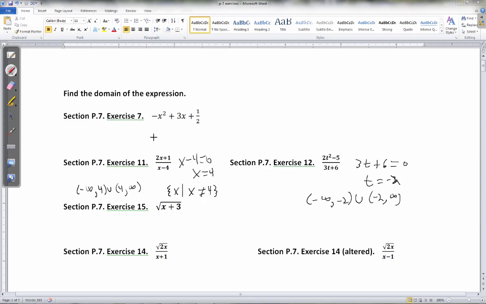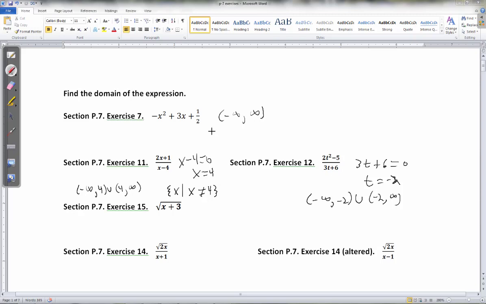Up here, number 7, you notice there are no roots and no divisions. No rational expressions, I should say. Well, that means none of the issues we've seen will crop up at all. In fact, this is a polynomial, and all polynomials are defined for all real numbers. So that means the domain of this is all real numbers. I can express that in interval notation as negative infinity to infinity.